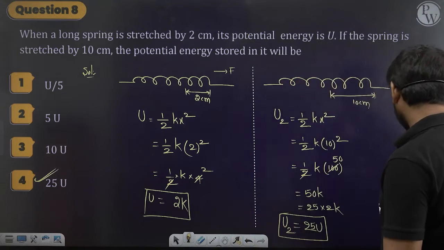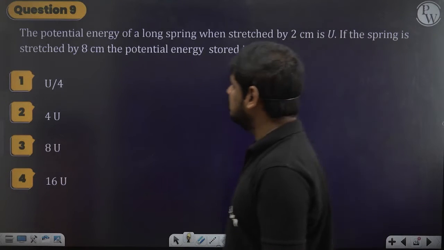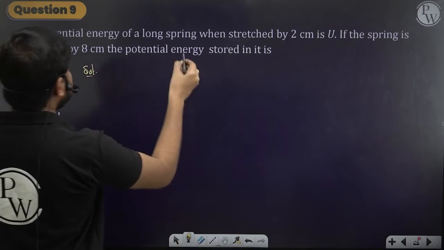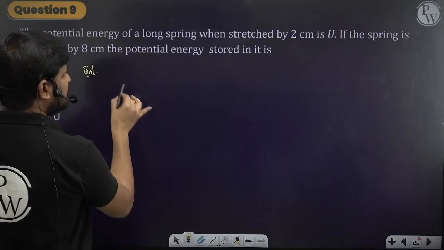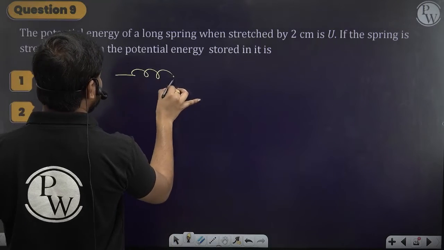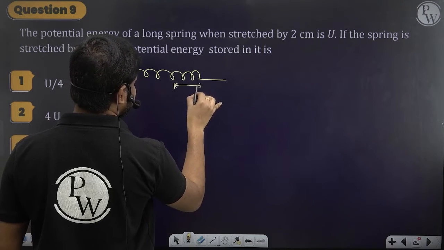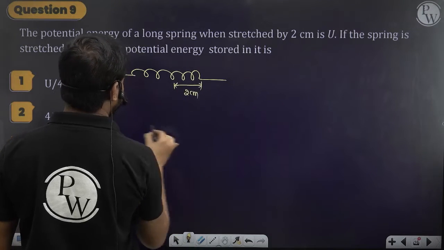Sure. Let's go for the next question. Same kind of question again. The potential energy of a spring when stretched by 2 centimeters is U. So initially it is stretched by 2 centimeters, and the potential energy is U.